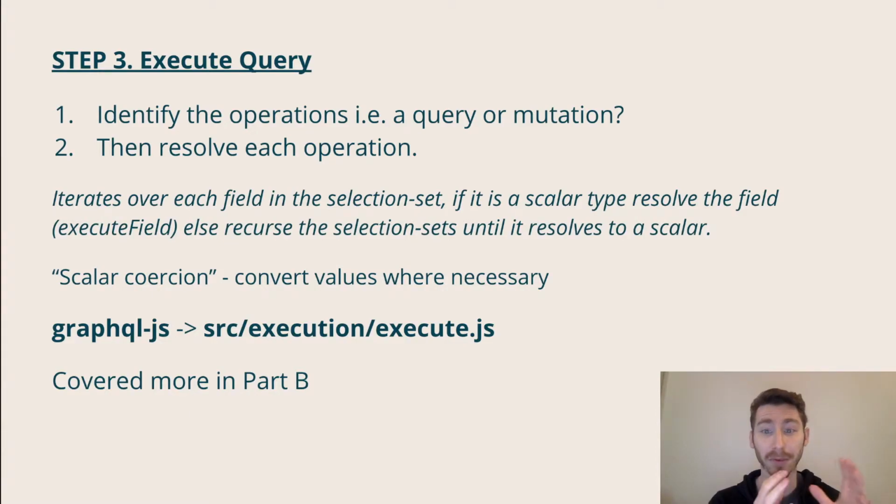First, it identifies the operations, so query or a mutation. Several queries or mutations could be made at once, and then it resolves each mutation. For step 2, each query or mutation is run in isolation. GraphQL iterates over each field in the selection set. If it's a scalar type, it resolves the field, calling execute field, else it will recurse the selection sets until it resolves to the scalar.